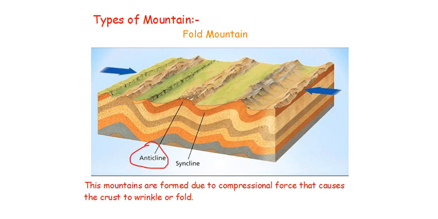The upfolded part, which is actually the fold mountain, is called anticline, and the downfolded part, which is the valley that lies in between the two mountains, is called syncline. So a fold mountain is basically composed of two parts. One is called anticline, another is called syncline.